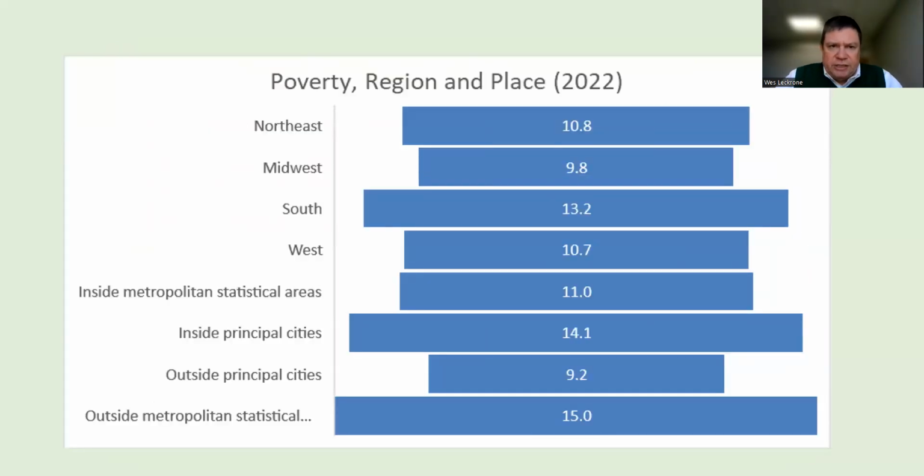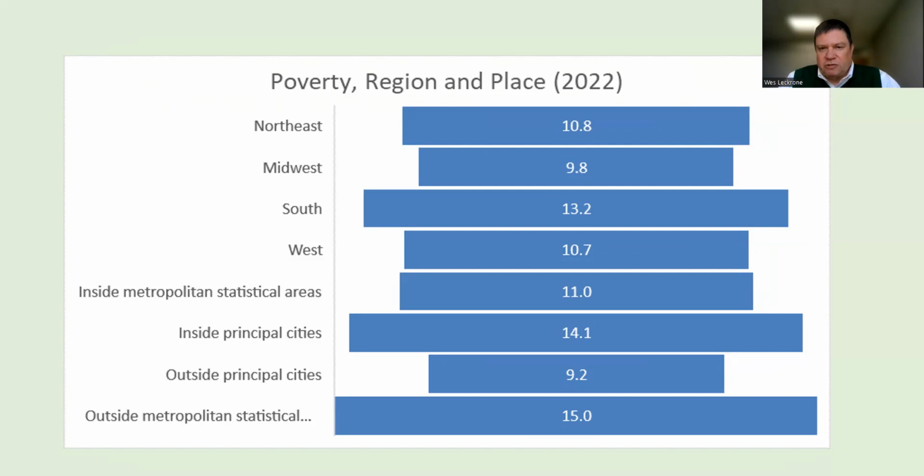As far as regions and places in the United States, we do see a disparity between the Midwest and the Northeast and the West, which tend to have lower poverty rates than the South. The South does have the highest rates of poverty in the country, and also state policies there tend to be a little bit less lenient on getting social programs.